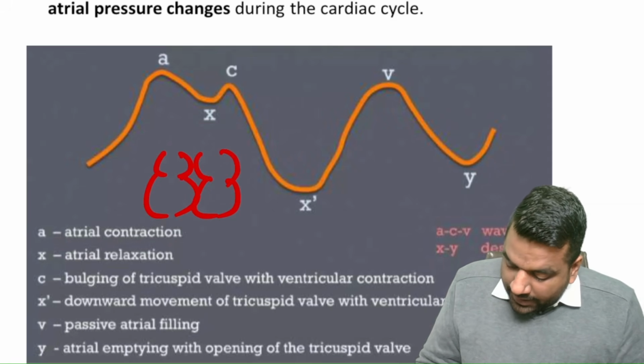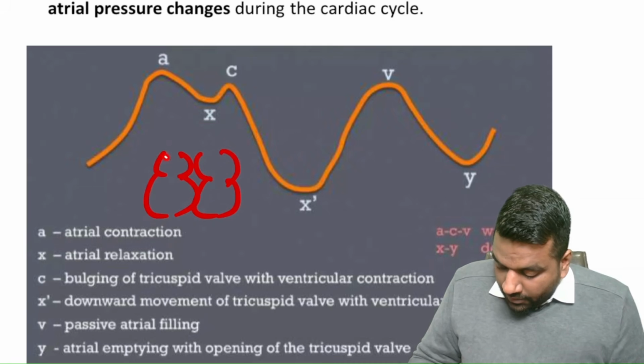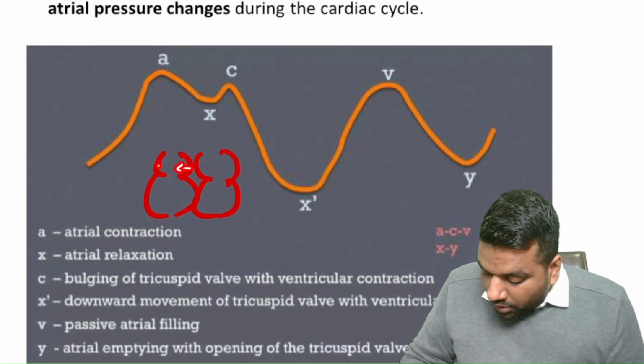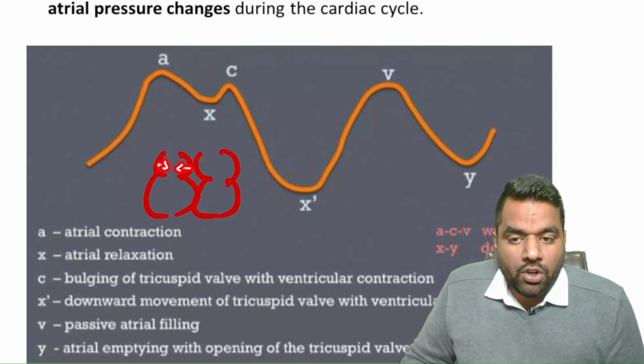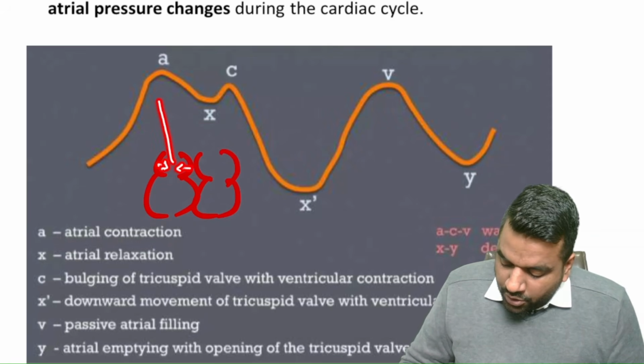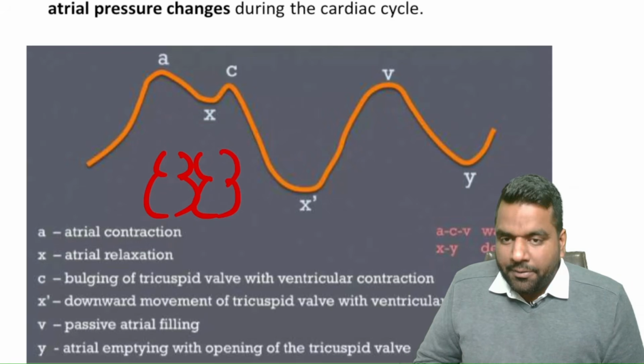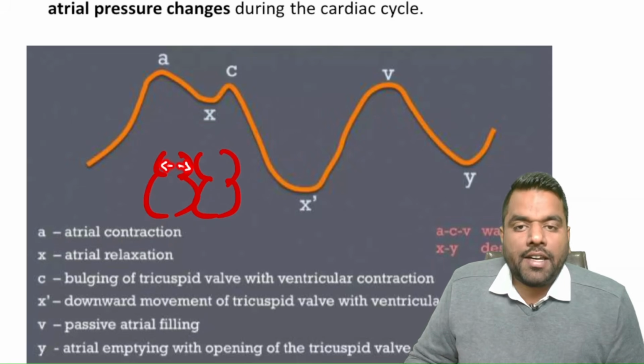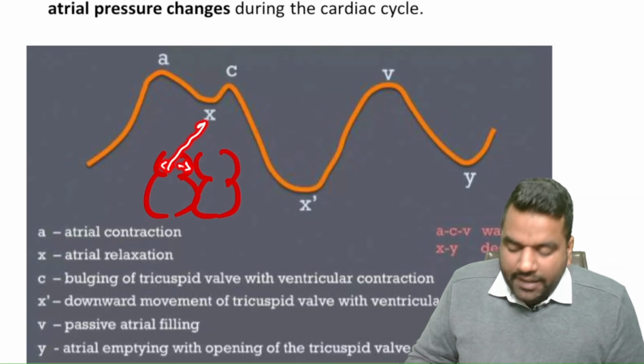So we are checking the pressure of this right atria. One more time, please pay attention. When this right atria contracts, we call it atrial systole or atrial contraction. This will show you the A wave, pressure is increasing. After that, this chamber is going to relax, meaning atrial relaxation. It will show you the X wave.